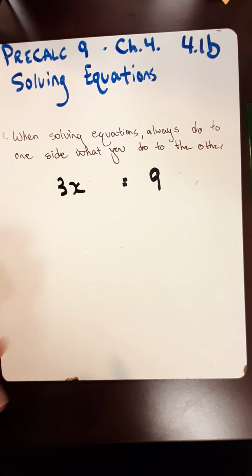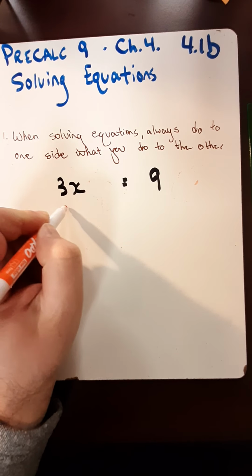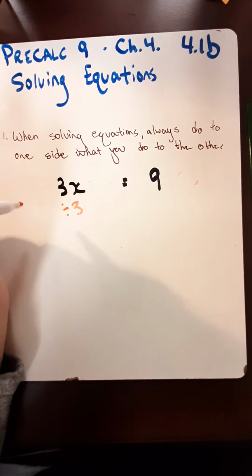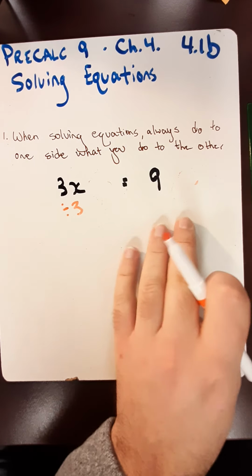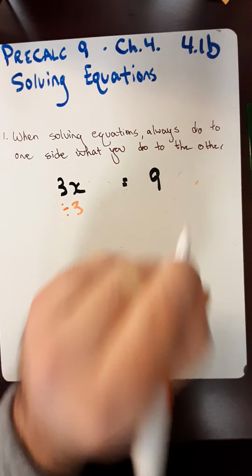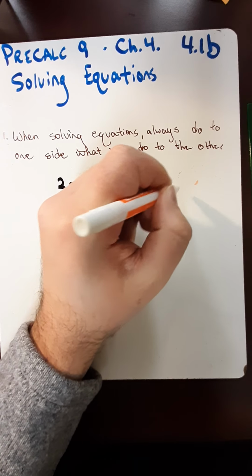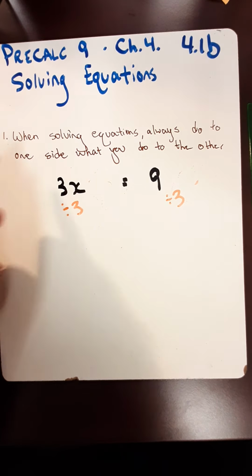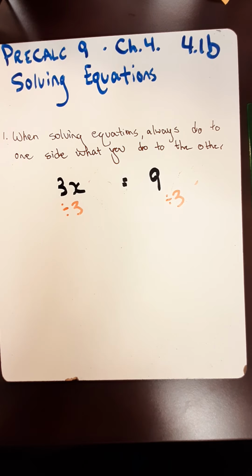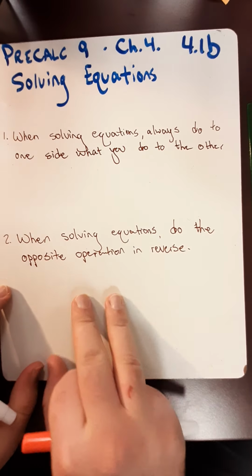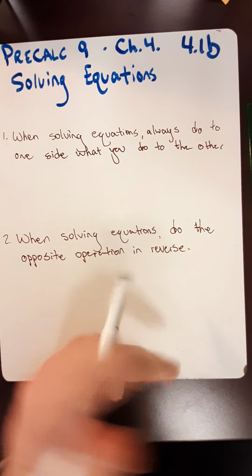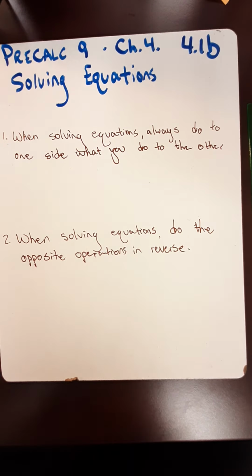Or here's another example. Maybe I would divide by 3 on this side, and then I would also have to divide by 3 on this side to keep it equal. So this is a very important principle to keep in mind. And then there's a second principle to keep in mind as well. Okay, and here it is. When solving equations, do the opposite operation or operations in reverse.